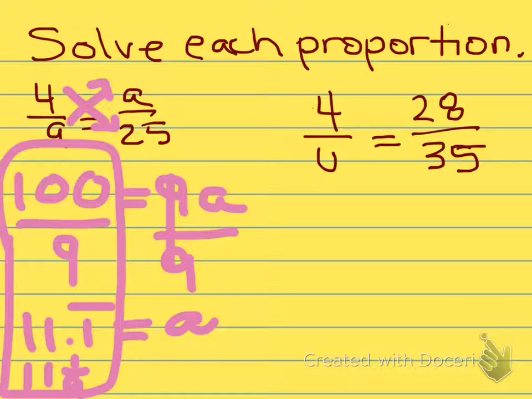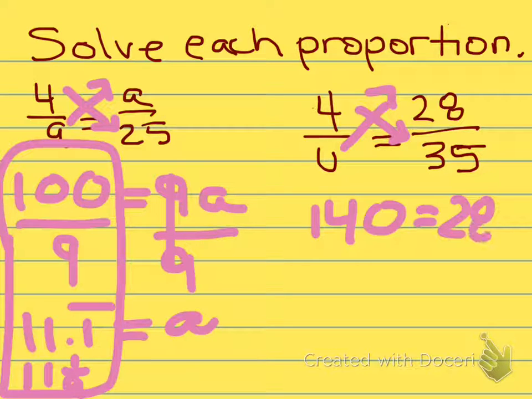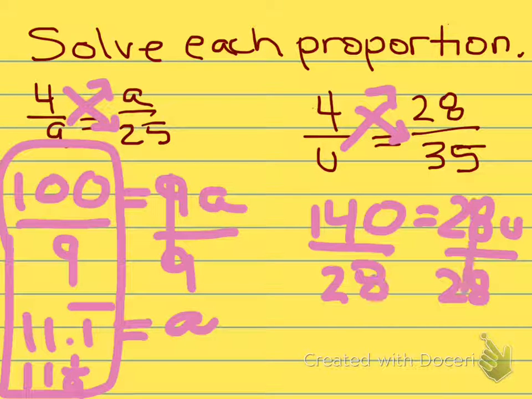And we're going to do the same thing for the next one, solving for u. So I would multiply 4 times 35, which is 140, and 28 times u, which is 28u. And again, I would divide by 28 to solve for u, and I would get 140 divided by 28, which is exactly 5.